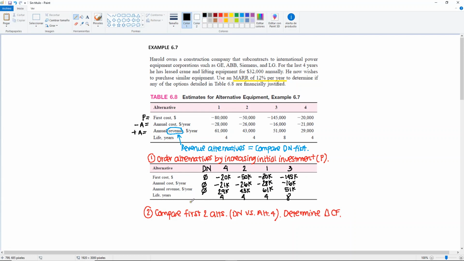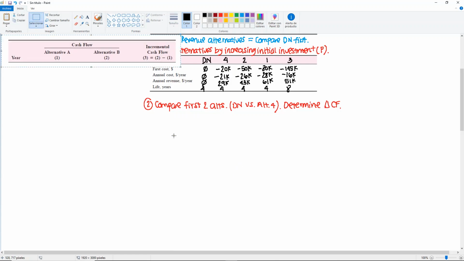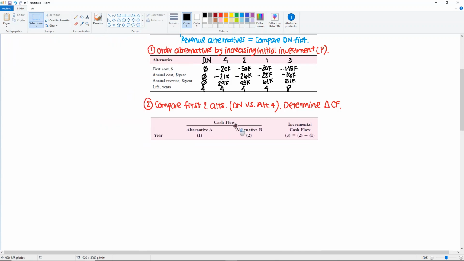Again, we're comparing do nothing against alternative 4, and do nothing is what we have right now. So let's just use the same life of the alternative we are comparing it to, in order to avoid any confusion and also to make the problem easier. So let's compare the first 2 alternatives. We're going to be filling out our incremental cash flow table. I already have the template here.